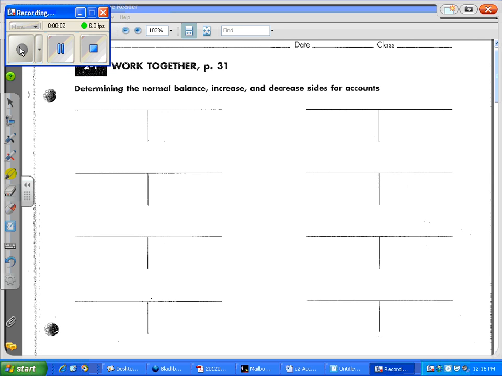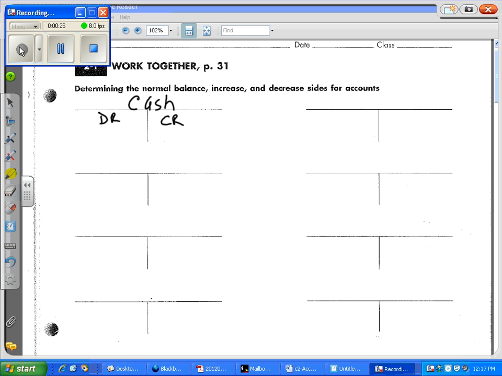The first thing that the Work Together on page 31 wants us to do is to label all of our T accounts and to label the debit and the credit side. So for all of the accounts that we have in this problem, we'll start with cash. And remember, the abbreviation for debit is DR, and that's always on the left. And the abbreviation for credit is CR, and that's always on the right.